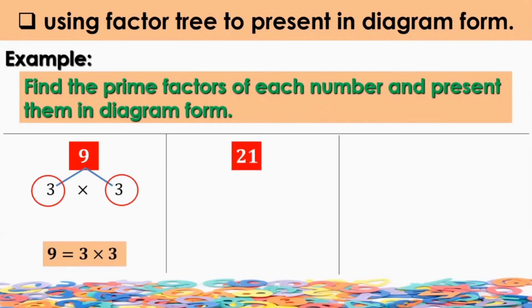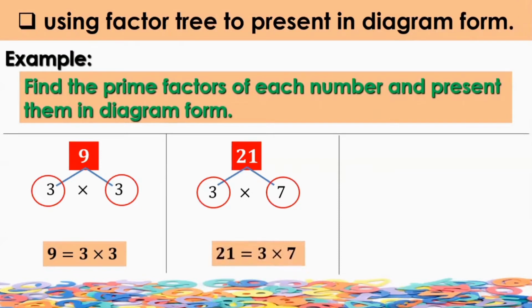For number 21, think of the smallest prime factor of number 21. What is that number? Yes, 3. 3 times a number is equal to 21. What is that number? 7. So 3 times 7 equals 21. As we can see, 3 and 7 are prime numbers already. So let's stop. The prime factors of 21 is equal to 3 times 7.